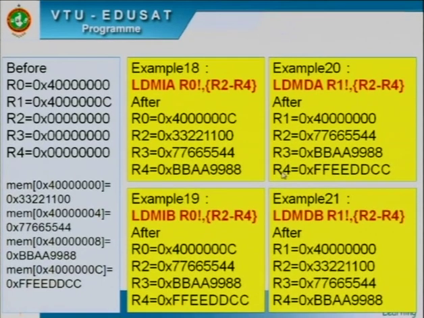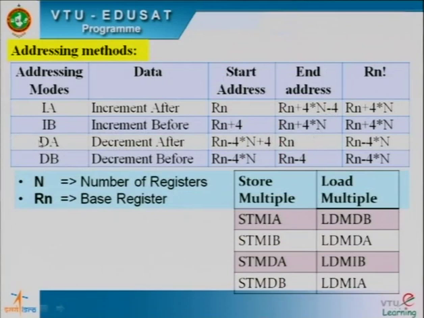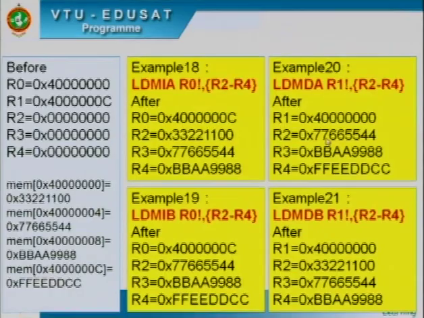The last register, R4, gets data from the memory location pointed to by Rn, or in this case the R1 register. The same thing is mentioned here. Decrement after: the end address is Rn. Rn is the address location from which the last register will get the value. The start address means Rn minus 4n plus 4. This is the address from which the first register will get the value. Hope this is clear now.